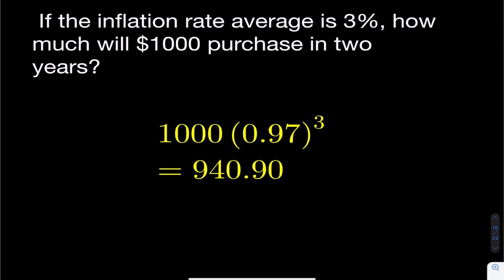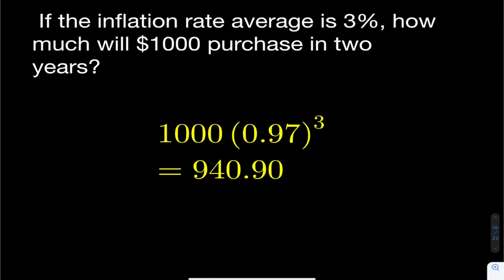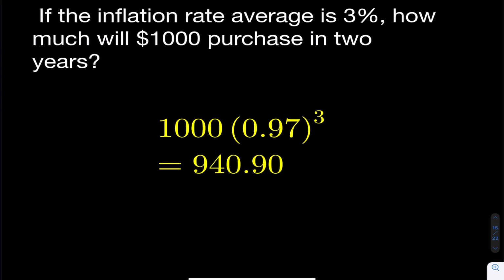So on year 1, it's just going to be 1,000 times 0.97. Then you're going to take that amount of money, and on year 2, you're going to multiply again by 0.97. And then lastly, on year 3, you're going to again take that new amount you have and multiply by 0.97. That is all equivalent to just raising that to the power of 3. And if you do that, you end up with $940.90.